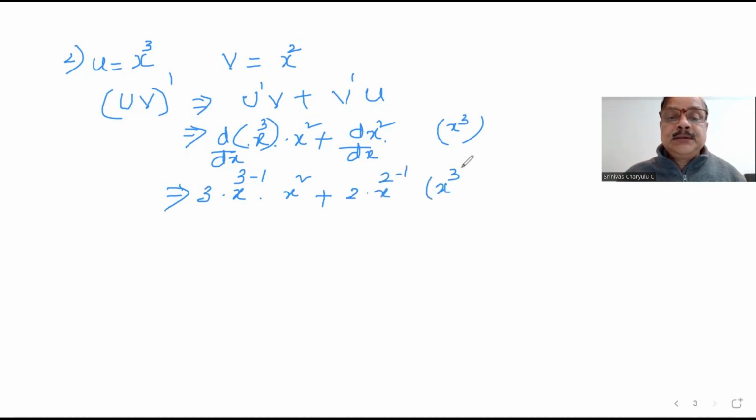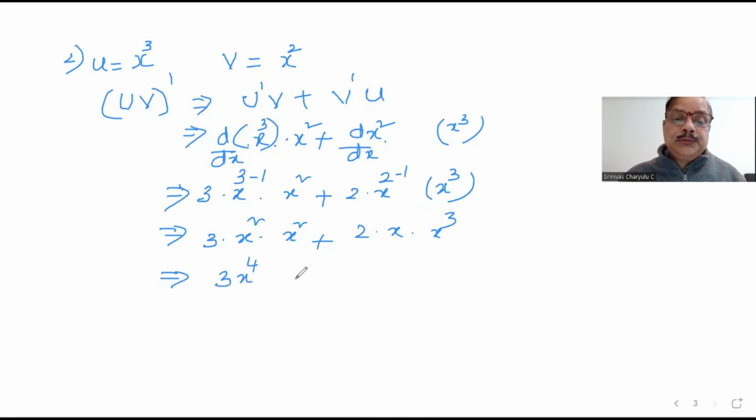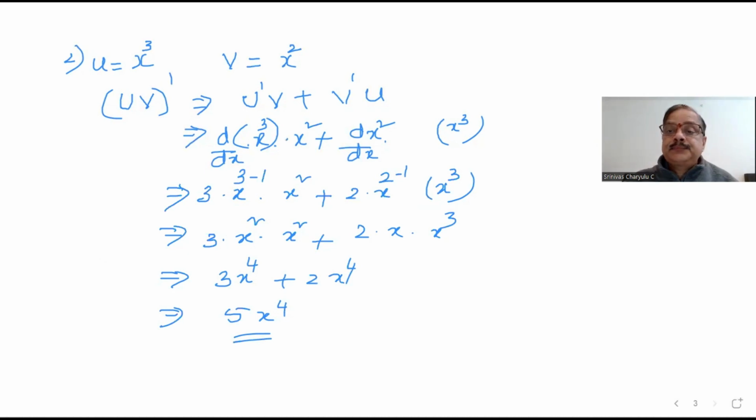This is as it is. So here 3 into x square into x square, and 2 into x cube. So finally, 3x to the power of 4 plus 2x to the power of 4. This stands for 5x to the power of 4. So this is the answer.